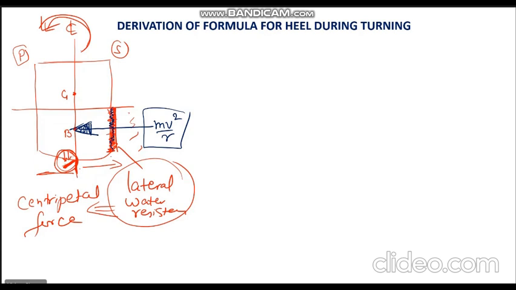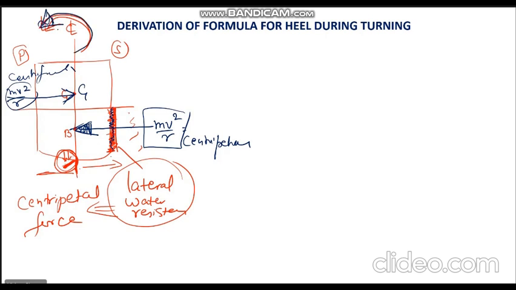So that means the centripetal force acts like this. This is my mistake. This is centripetal force. This is centrifugal force. And reaction has to be equal to the action, so this force is also mv square upon r, but acts through G.